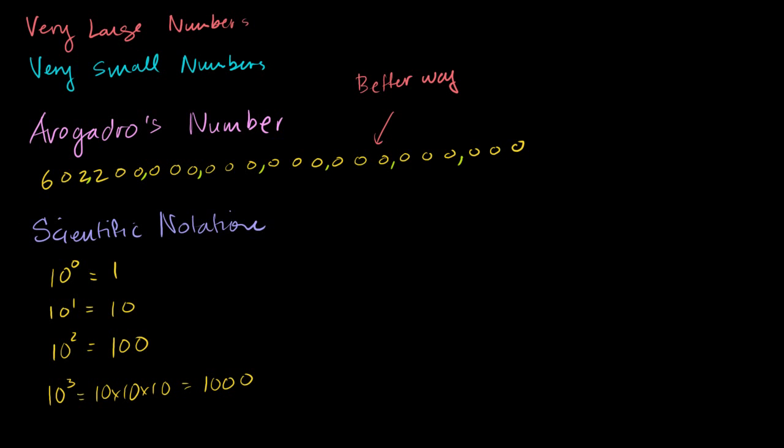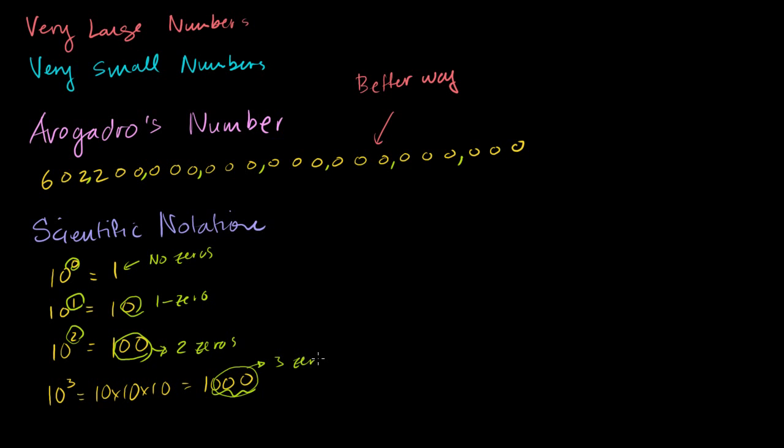I think you see a general pattern here. 10 to the 0 has no zeros in it, right? 10 to the 1 has 1 zero. 10 to the second power has 2 zeros. Finally, 10 to the third has 3 zeros. Don't want to beat a dead horse here, but I think you get the idea.